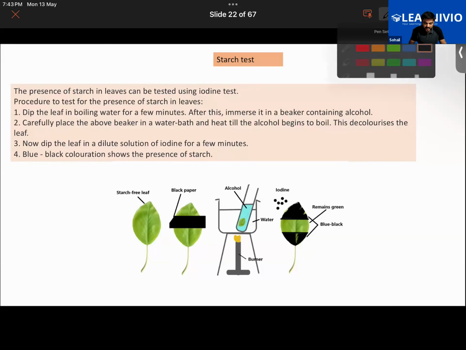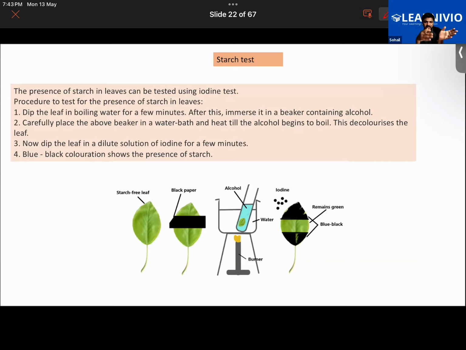Now the carbohydrate that is prepared in the process of photosynthesis is immediately stored in the form of starch. So now we are going to do an activity to check for the presence of starch in a leaf. For example, if a leaf has done photosynthesis, there must be some starch in it. So you will be able to check the presence of starch in a leaf with an activity. Let's understand how.